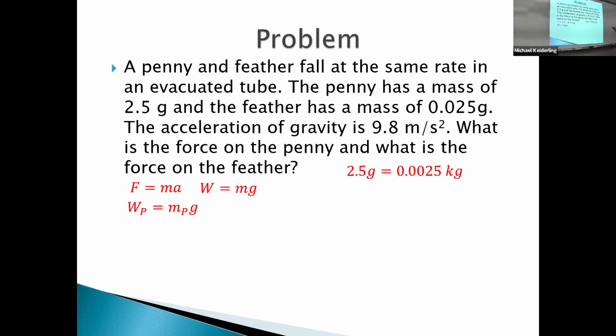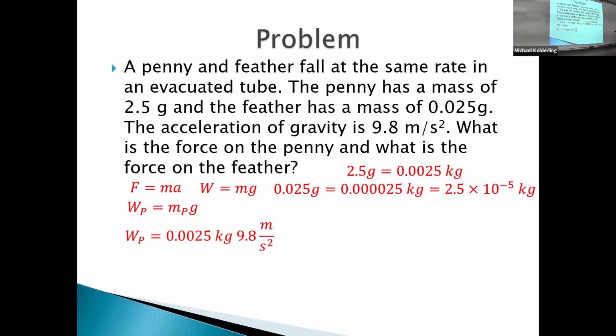2.5 grams is 0.0025 kilograms. And 0.025 grams is 0.00025 kilograms, or 2.5 times 10 to the minus 5 kilograms. So the weight of the penny is 0.0025 kilograms times 9.8 meters per second squared, which is 0.0245 newtons. Which rounds to 0.025 newtons to 3 significant figures.